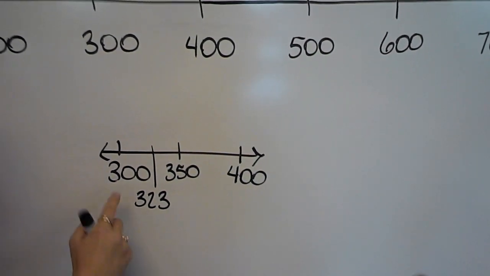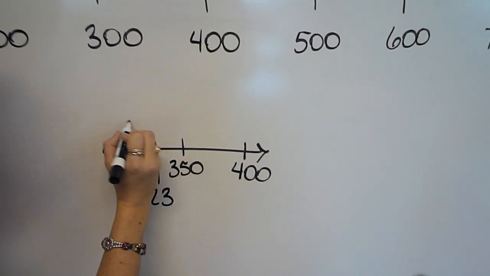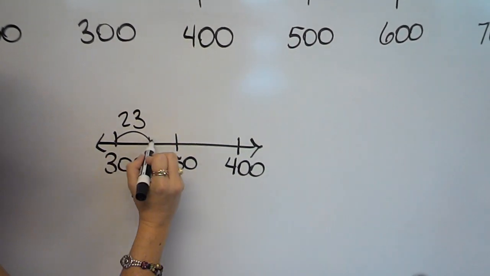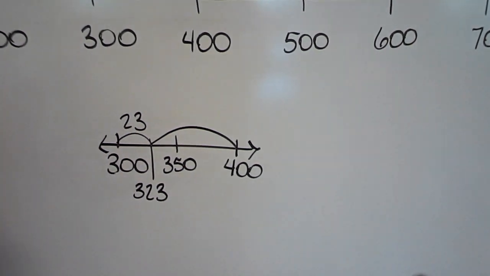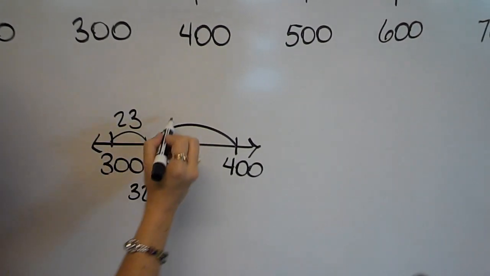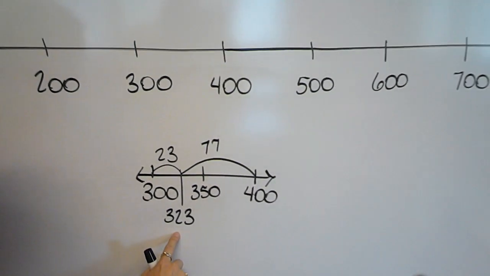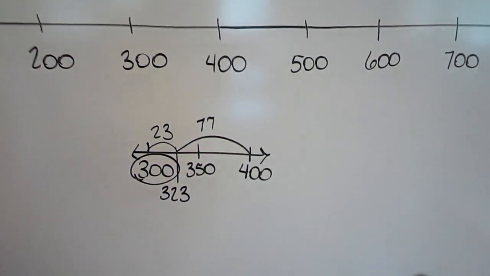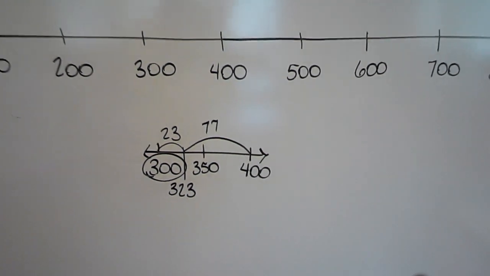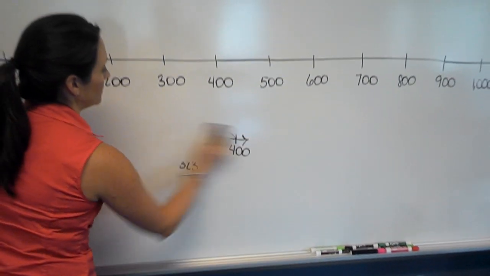Okay, and let's check that. So 300 to 323 is 23 numbers, but how many numbers is that to get to 400? 77 numbers. So 323 rounds to 300. Let's try one more example. Let's try and find 650 on our number line.